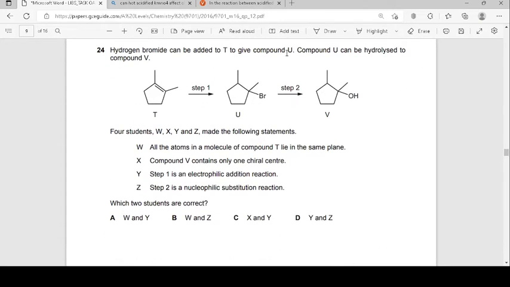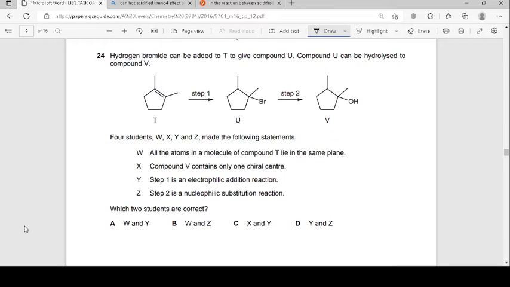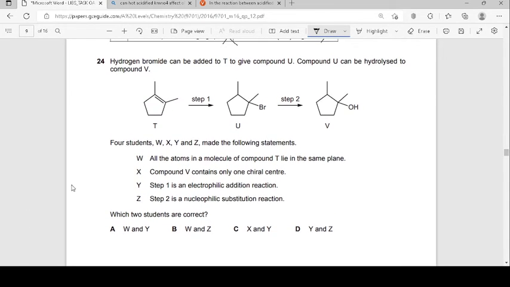Now, 24. Hydrogen bromide can be added to T to give compound U. Compound U can be hydrolyzed to compound B. 4 students W, X, Y, and Z made the following statements. All the atoms in a molecule of compound T lie in the same plane. Well, I can immediately tell that's not right, because this is sp3, this is sp3, this is sp3.